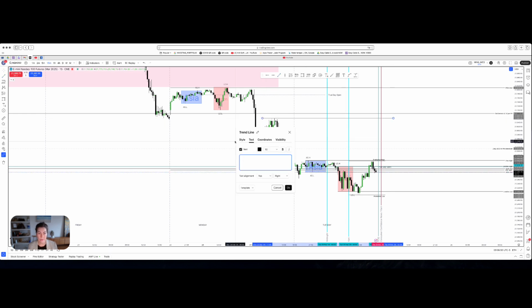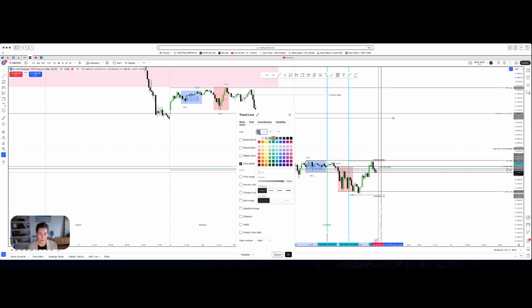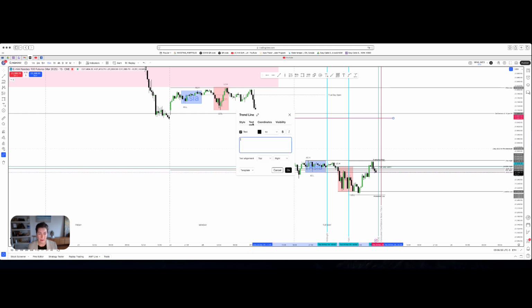What I like to do is I like to put the time in on my line or in my rectangle box so that I know if that is representative of a higher time frame or a lower time frame. So this I'm marking as my buy side. And I'm just putting a 15 because I'm on the 15-minute. So that's my higher time frame buy side.